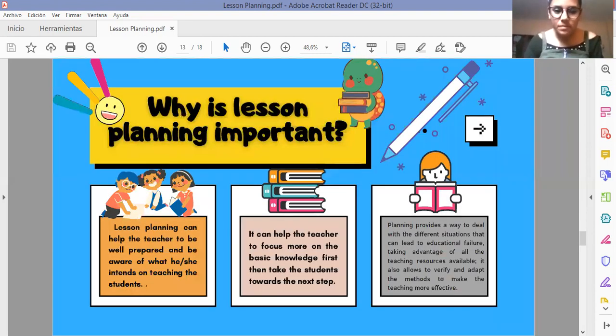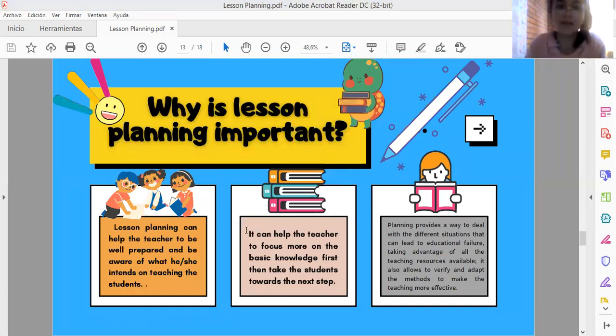Now I'm going to talk about why lesson planning is important. Lesson planning is important because it helps teachers be more effective in the classroom by providing a detailed outline to follow each class period.